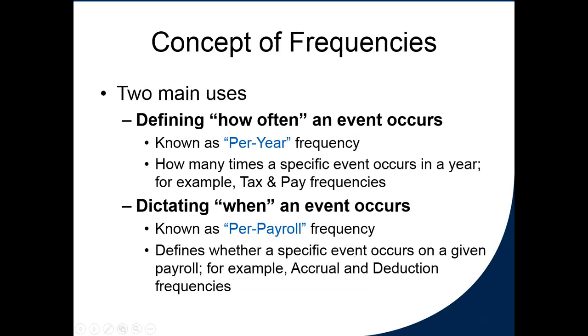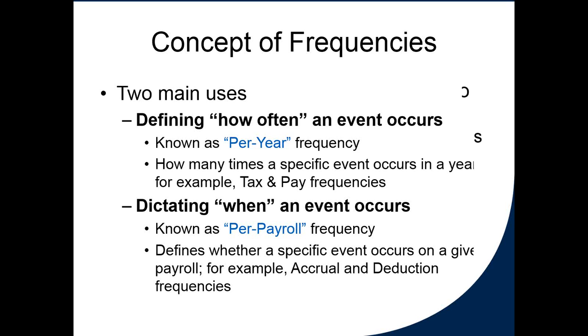Now, the concept of a frequency, and this will help you understand it a little bit, is there's 2 main uses. They're used to define how often an event occurs, known as a per year frequency. For example, specific events occur in a year, for example, tax and pay frequencies. So that is a how often it occurs. And they also dictate when an event occurs, known as a per payroll frequency. So it defines whether a specific event occurs on a given payroll.